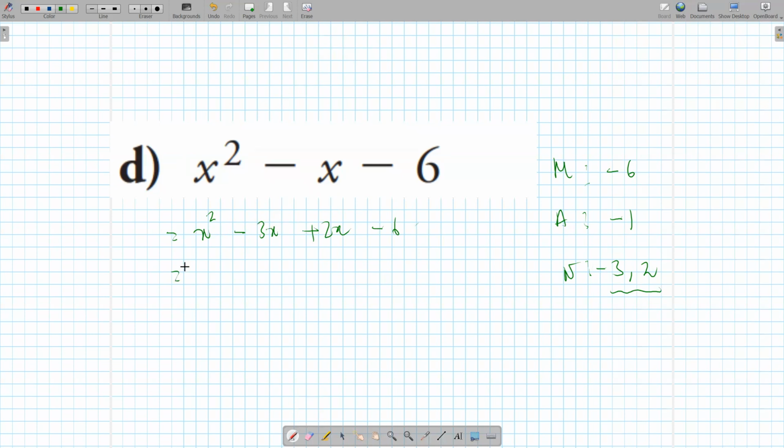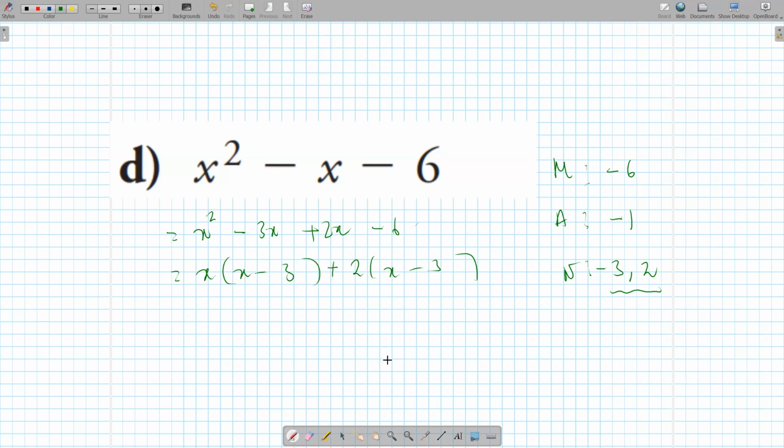What can we pull from the first two terms? X. What are you left with in the bracket? X -3. Good. What can you pull out from the next two? A 2. What are you left with in the bracket? X -3. Right. X minus 3.